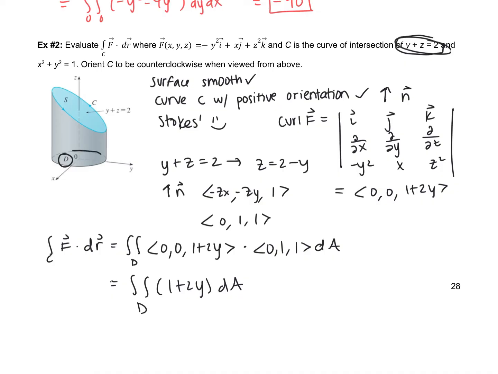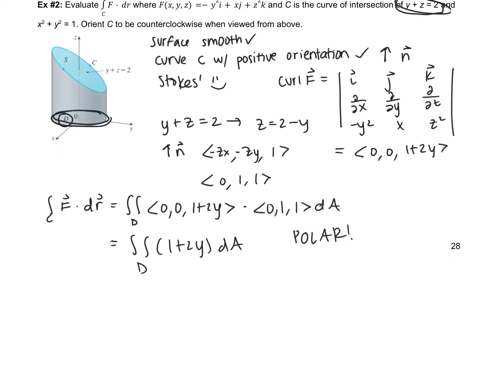And now, as we can see, this region D is a circle, so that of course suggests to us that swapping to polar might be a better option for us. So when we do that, we get 1 add 2r sine theta times r dr d theta. r goes from 0 to 1, theta goes from 0 to 2 pi. And again, I'm not actually going to integrate this because that's not the focus of this video, but if you do decide to integrate, you will get an answer of pi.